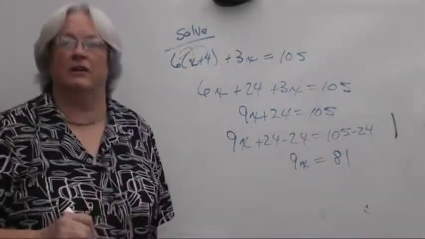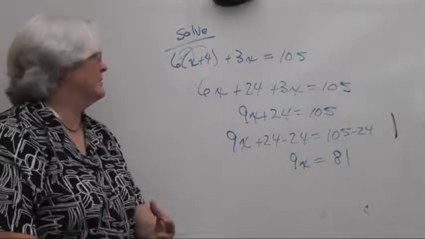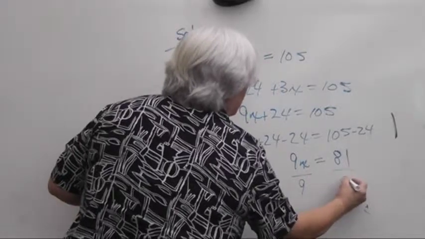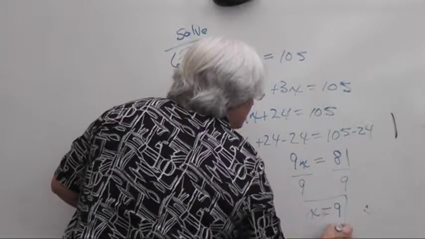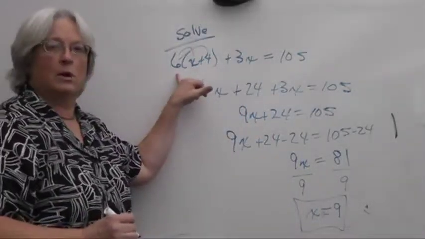Now, isn't that convenient? See, they work these problems so that the majority of the time at this level, you're going to end up with some very straightforward arithmetic at the very end. And we figure out that x, with a value of 9, makes this equation true.